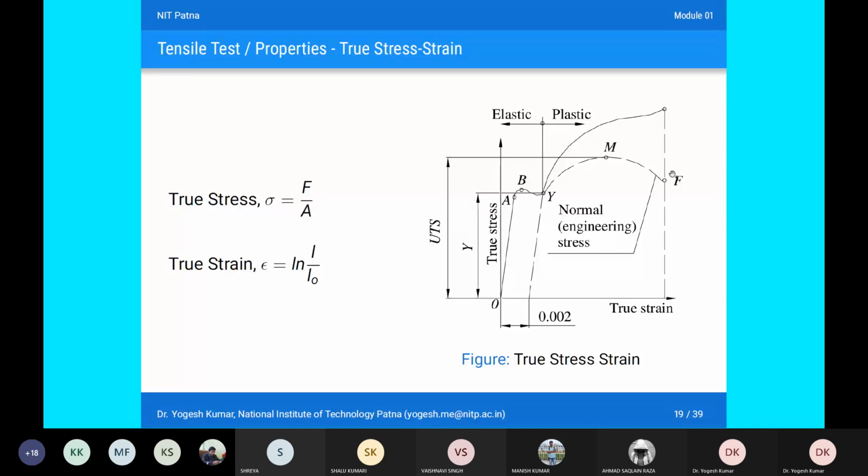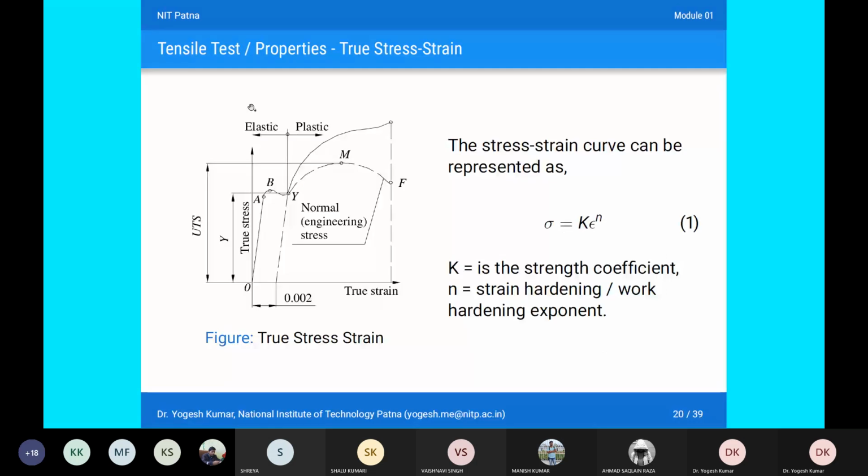Okay, so let us move ahead. I have tried to make today's lecture a bit short. Okay, so maybe we will finish quickly. Okay, so the same curve for the further discussion. Okay, so this is your true stress strain curve, the same curve we have taken.